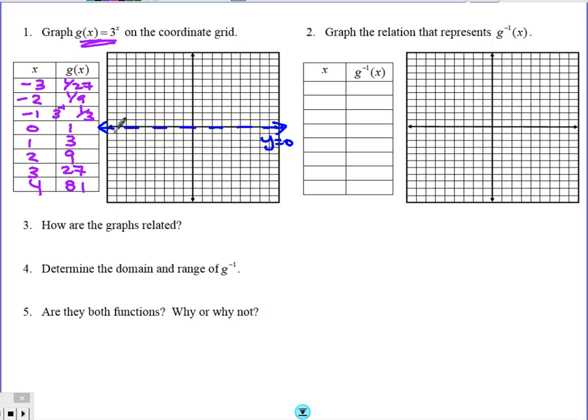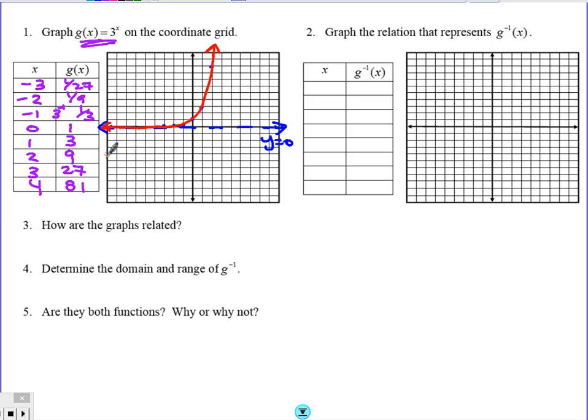So let's go ahead and plot these values. 0, 1, 1, 3, 2, 9. So when I go to -1, 1/3, I can kind of see where that is. -2, 1/9, that's really little. And then 1/27, I really can't see exactly where that is. I just know it's really small. Okay, so I'm going to graph in a different color. This is getting really close to the asymptote. All right. Any questions so far? That would be graphing an exponential growth.